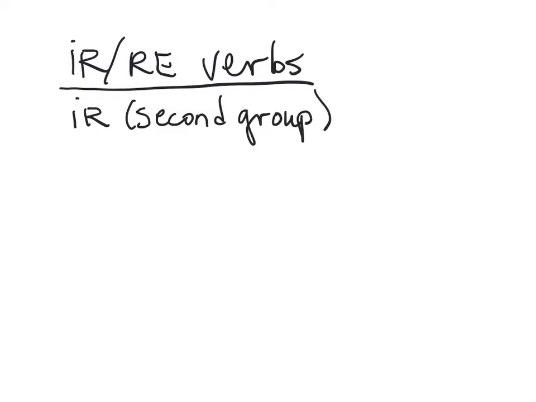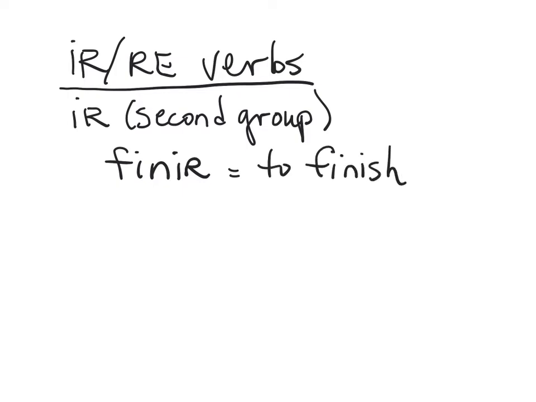IR verbs, for example, finir. Finir ends in IR. We're going to do the same thing that we did to ER. If I could spell finish, we're going to drop the IR and have our stem. And then we're going to add our endings for IR. IR endings for je.